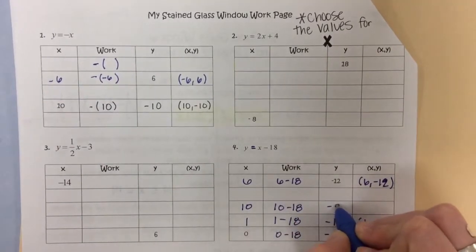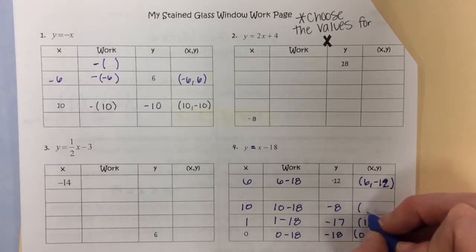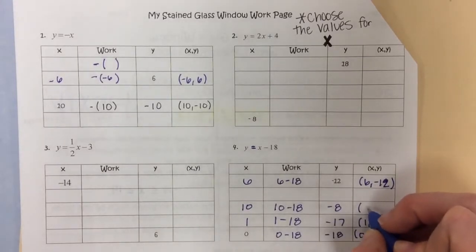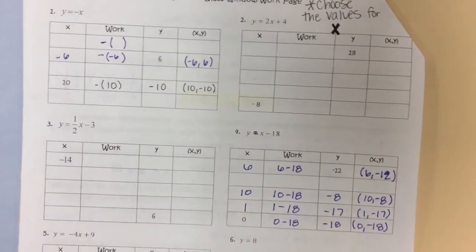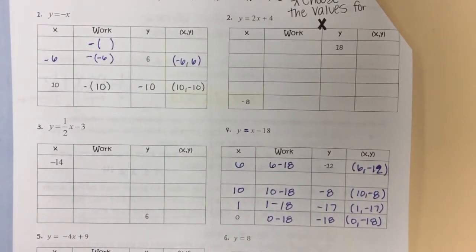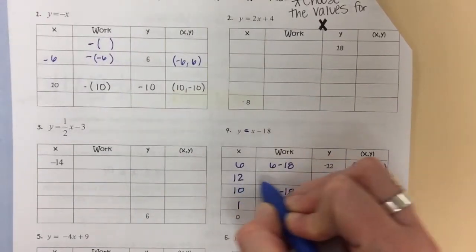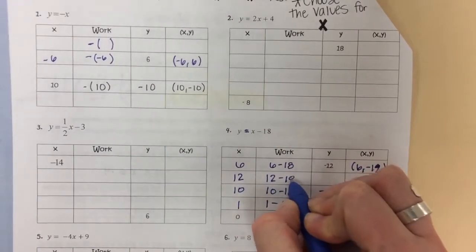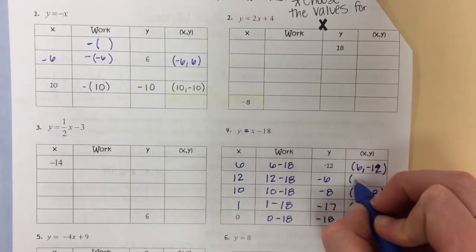Again, you can choose your values. If you don't want to use the same ones as me, you don't have to. But on the paper, you're going to have to graph these in a second. And how neat it is has to be part of the grade. We need one more, so let's try 12. 12 minus 18, negative 6. Subtract and keep the sign of the larger number.